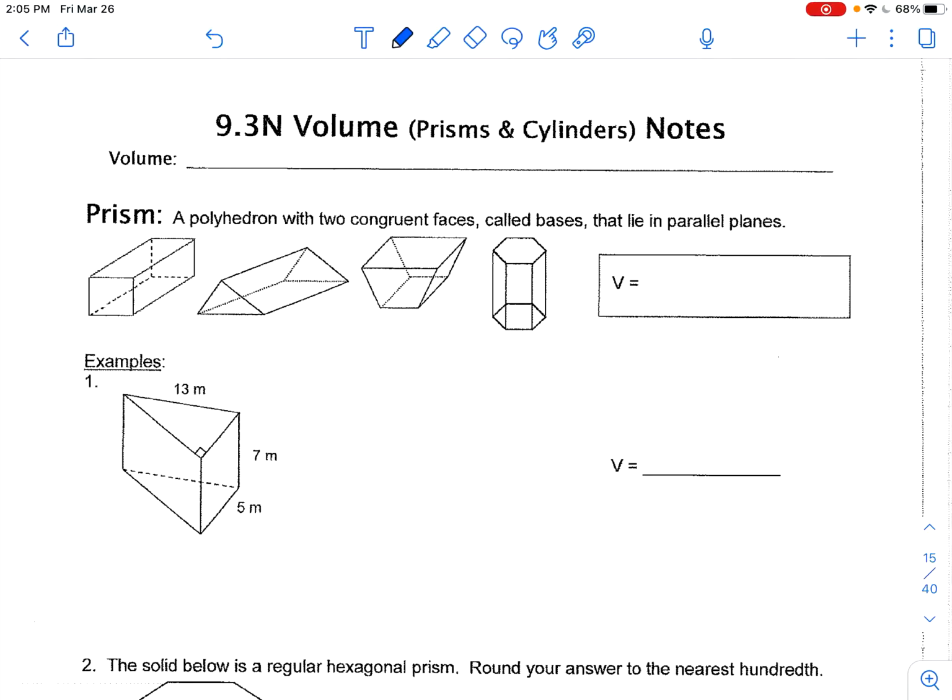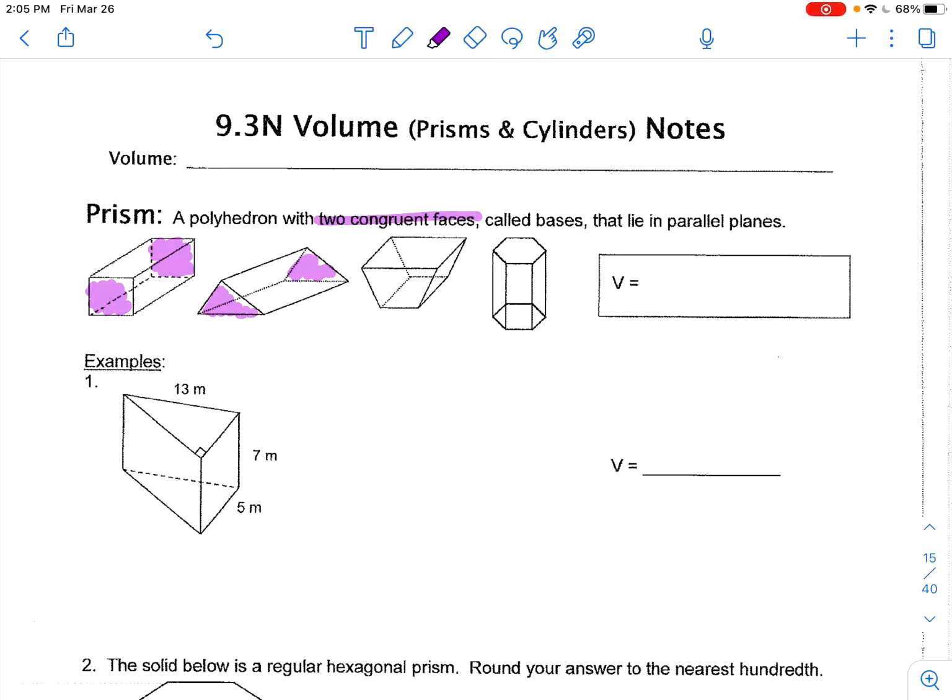In this video, we're going to take a look at volume of prisms and cylinders. A prism is a polyhedron with two congruent faces called bases that lie in parallel planes. Again, our bases would be this guy and this guy. There's two of them. There's always two congruent bases.